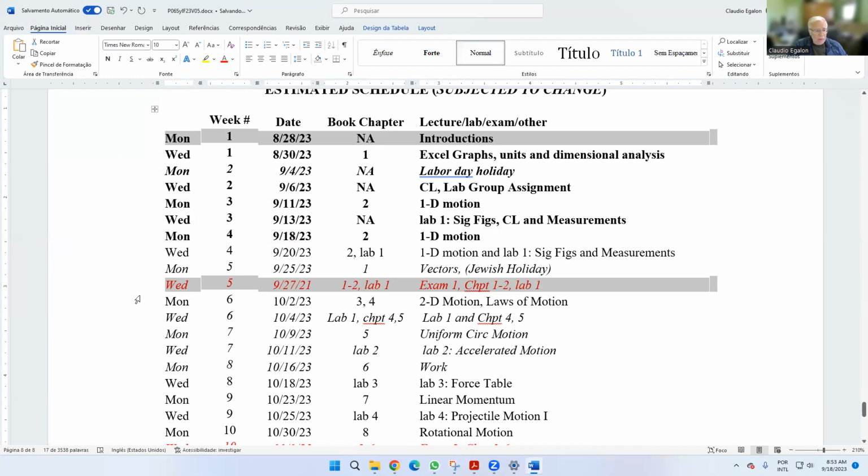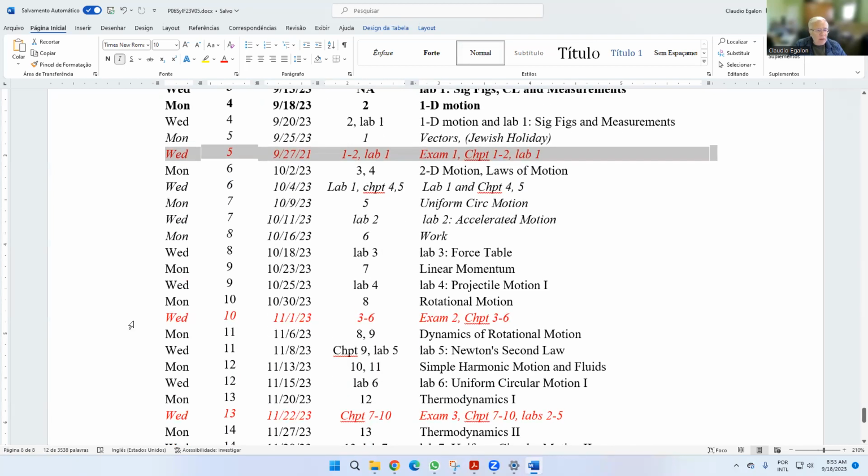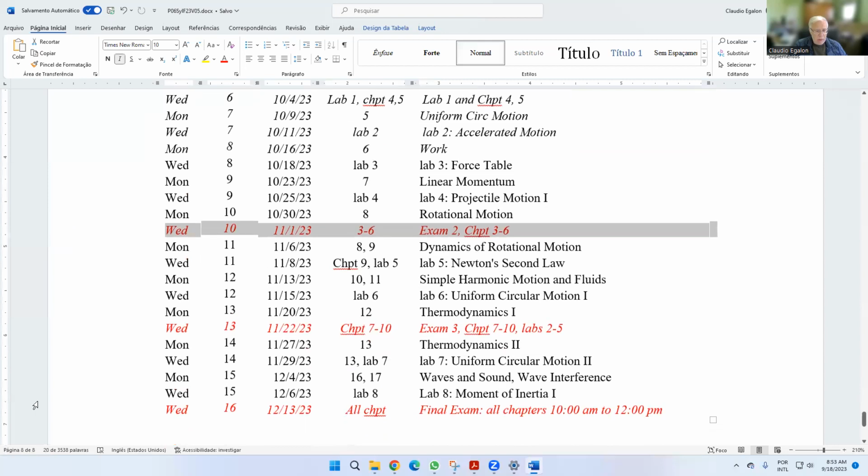And if we stick to this schedule here, the exam is going to be next week, Wednesday of next week. That's what was originally scheduled. And let's see, when is the second exam? The second exam would be a little bit after 1 month, right?